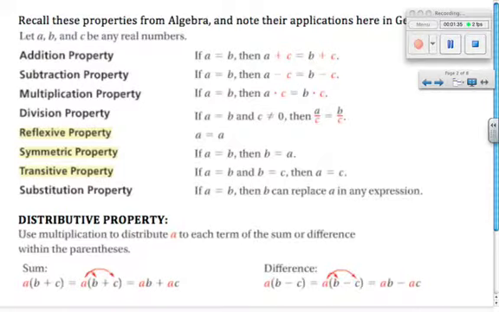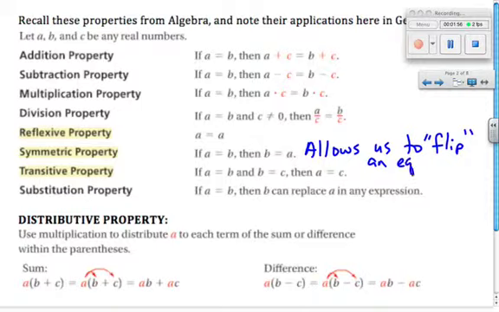Symmetric property, notice, says if A equals B, then B equals A. You might want to jot down in your notes that the symmetric property is the property that allows us to flip an equation. And sometimes that's necessary in a proof.